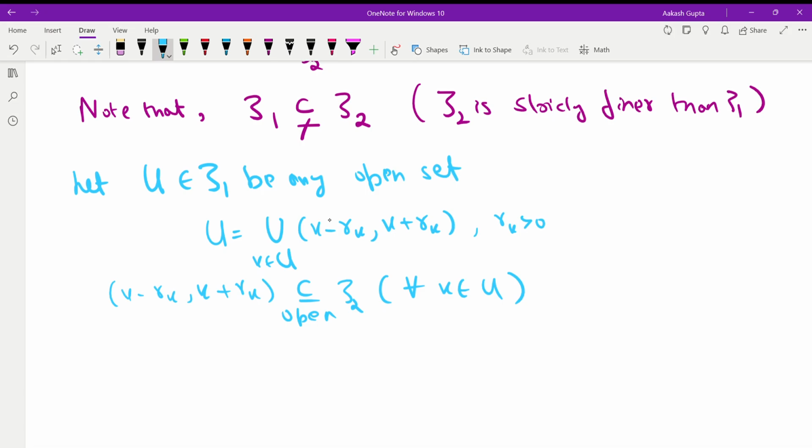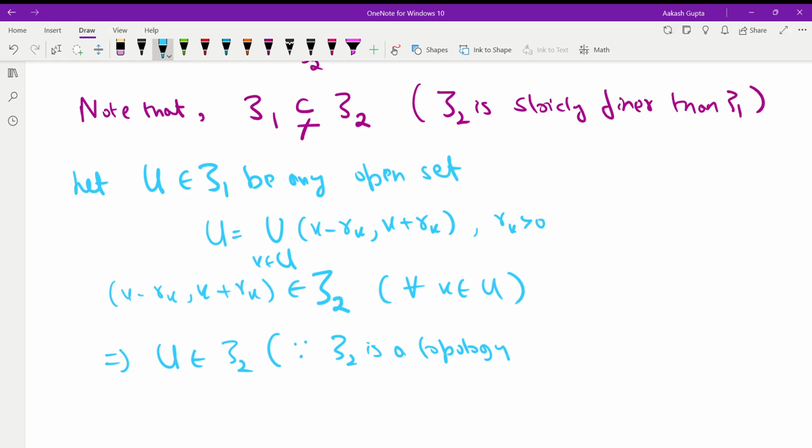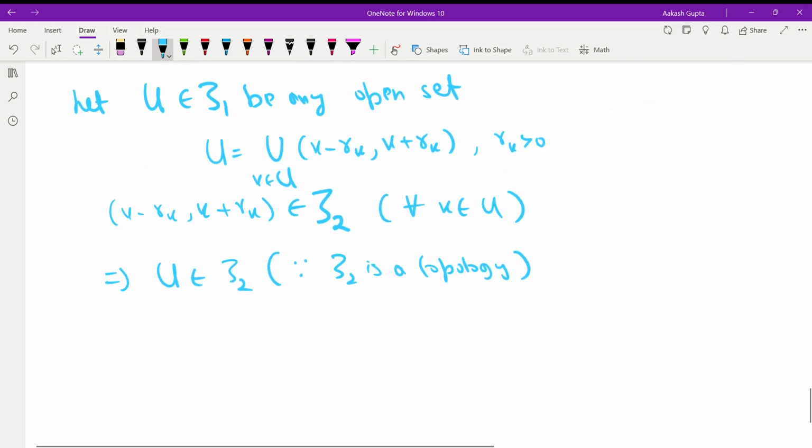So that's why this implies U also belongs to tau 2, because the Smirnov topology has open intervals as basic sets. They are in the bases. Okay. So U is in tau 2, because tau 2 is a topology. So you see it is contained. So this implies tau 1 is contained in tau 2.